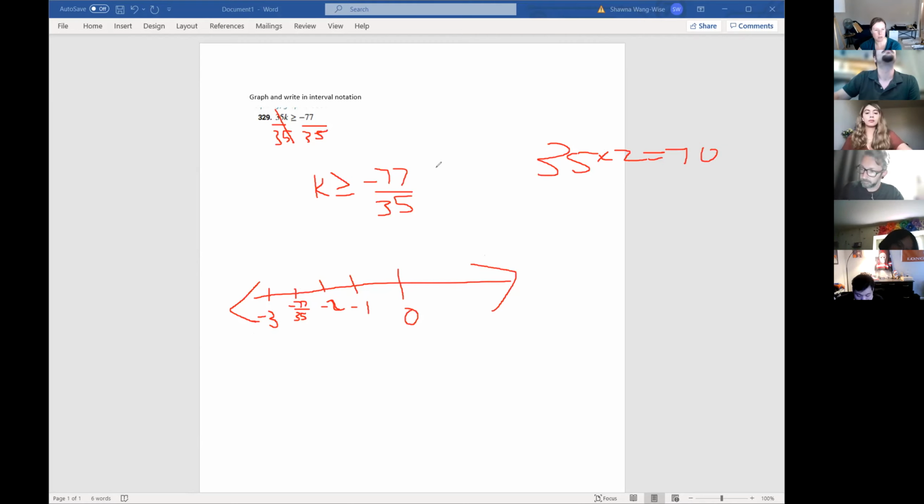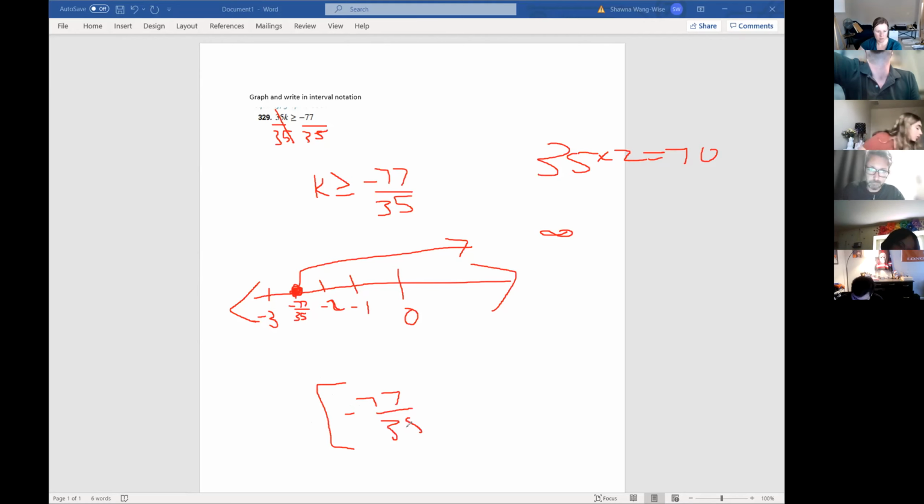Is it open circle or closed circle? It's gonna be a closed circle because of the equal to sign, and then you're gonna go right all the way to infinity. Now this is where I sometimes mess up placing my parentheses. That's gonna be a bracket, and then 77 over 35, and then infinity, and then a parenthesis. Awesome, cool, good, great.